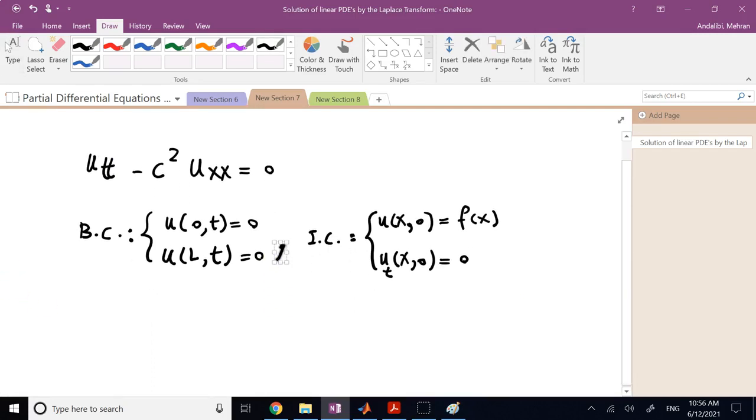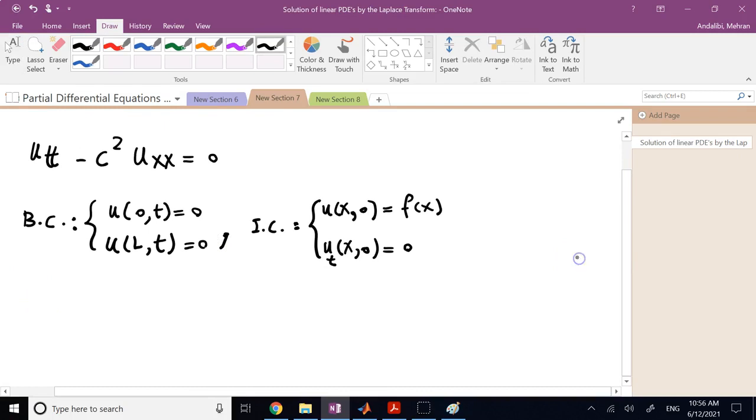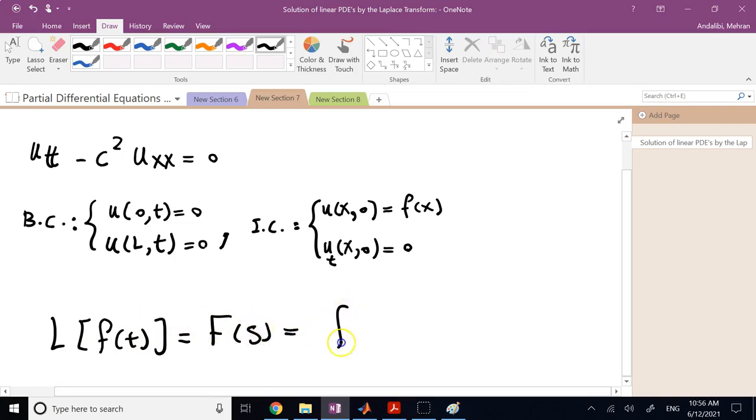Now, can you solve this problem using Laplace transform? Well, what was the Laplace transform, if you remember? Laplace of f of t, which we showed by capital F of s, was the integral from 0 to infinity of f of t e to the negative st dt. Correct. Now, can I apply that to this u function?